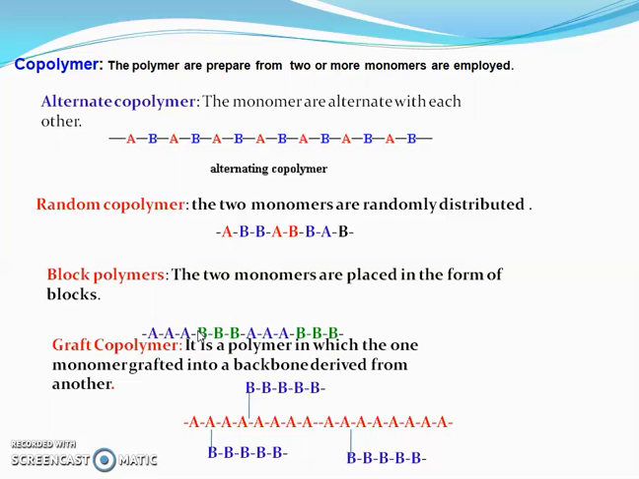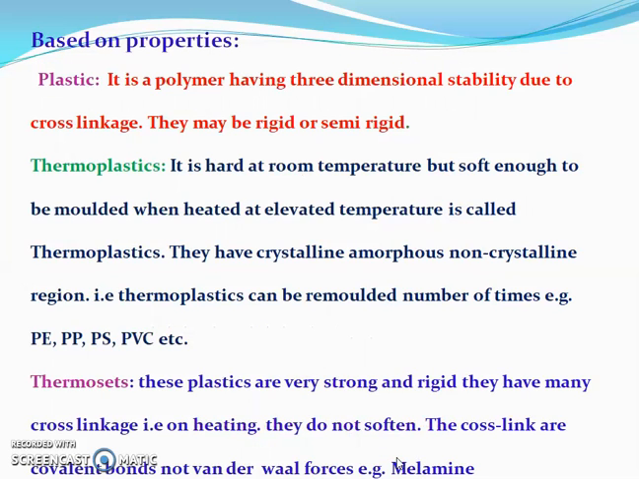Now next we discuss the graft polymer. A graft copolymer contains branches derived from one monomer grafted onto a backbone derived from another. The diagram clearly shows the branches grafted from the main polymer, branched or grafted to the other polymer. This is called a graft polymer.